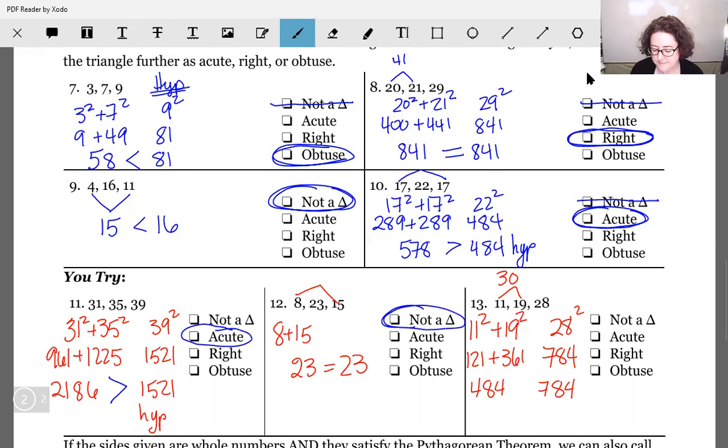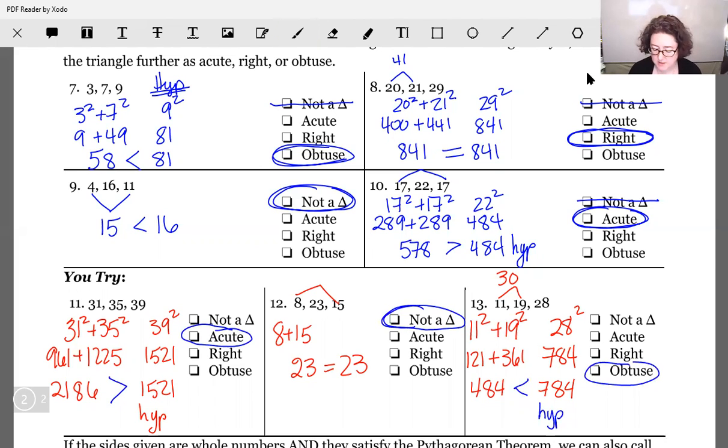Darn it. In number 13, it was kind of close, so I did double check that, and 11 plus 19 should give me 30, which is bigger than 28, so we can go ahead with this problem. And then our legs squared gives us 484, whereas our hypotenuse, or what would be the hypotenuse, 28 squared gives us 784, which is definitely bigger than the 484. And again, the 784 represented what would be our hypotenuse, but is it? It's too big. It is larger than the legs squared, so that means that's an obtuse triangle.